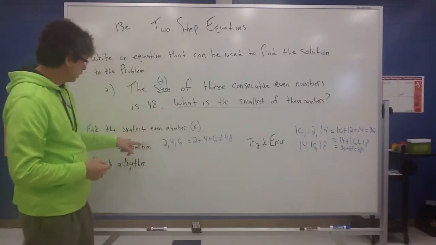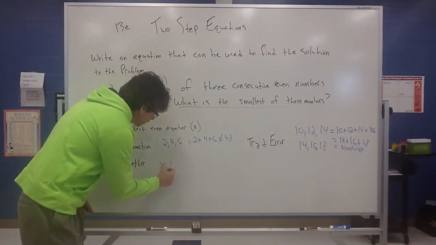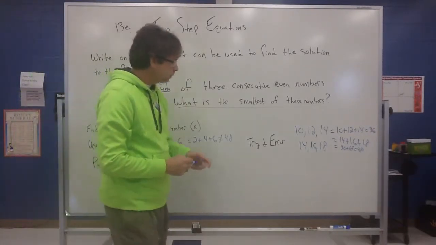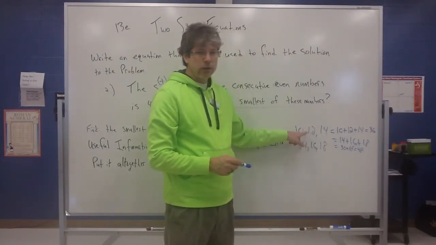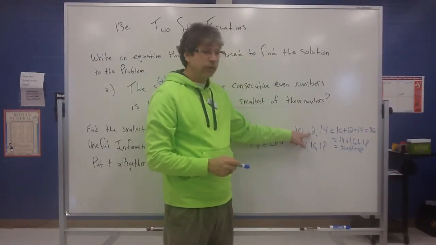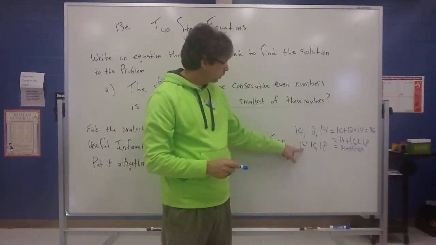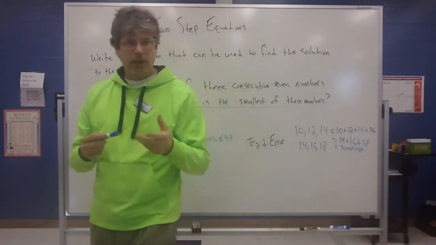Well, we know that x is the smallest number. So I'm going to put x there, and I'm adding to that three more numbers. But if we notice that each time you go up an even number, you're increasing by 2. To get from 10 to 12, we're adding 2. To get from 12 to 14, we're adding 2. 14 to 16 is adding 2. 16 to 18 is adding 2. So I'm picking up on a pattern here.